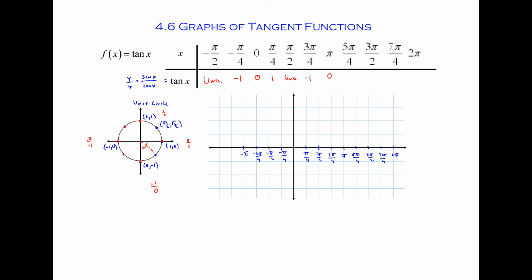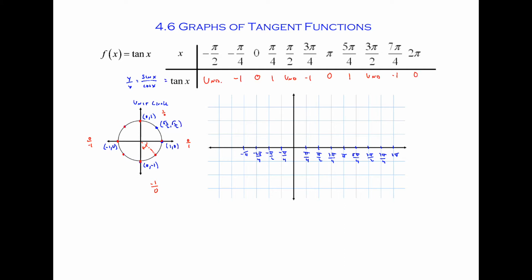5 pi over 4 is another 45, but it is a negative divided by a negative, so that's positive. 3 pi over 2 is the same thing as negative pi over 2, so therefore that is undefined. That's negative 1 divided by 0. 7 pi over 4 is the same thing as negative pi over 4, so that's negative 1. And then 2 pi and 0 represent the same thing.